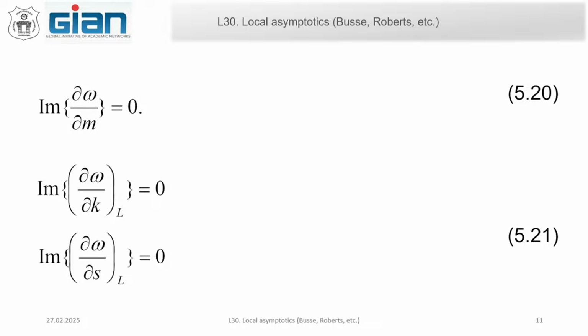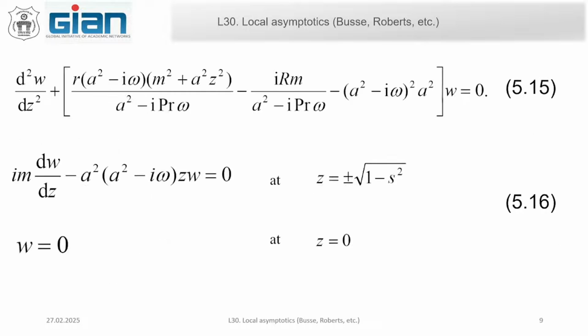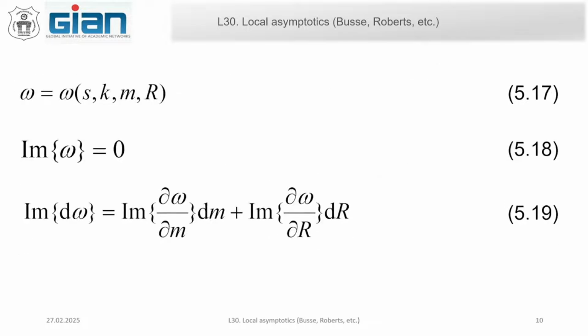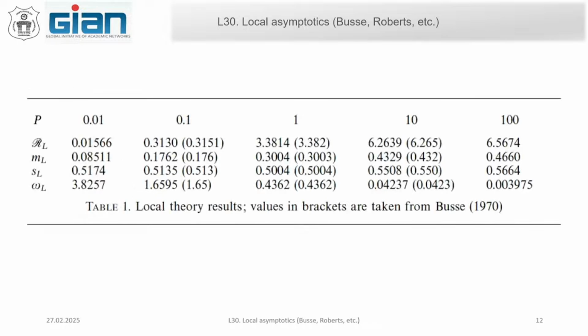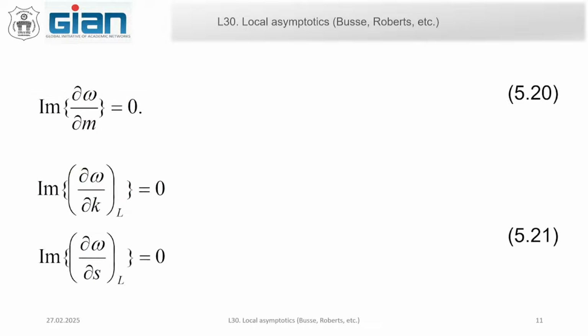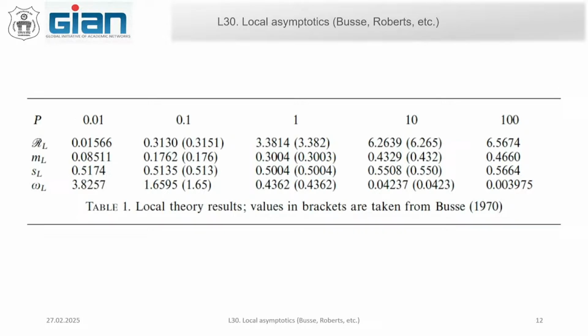And the solution of the system of equations 5.18, this system of equations, and with the following equation, so solving all these equations, we get the results for a set of different Prandtl numbers. So this is the numerical result.